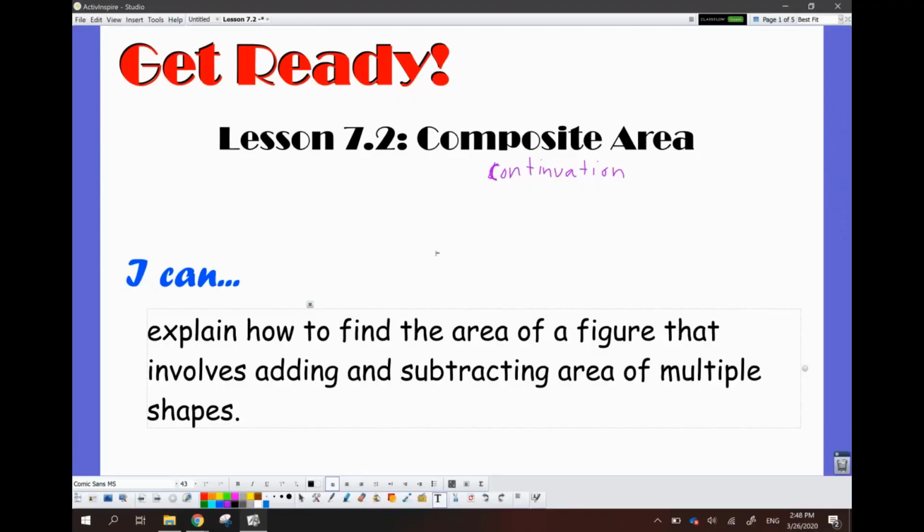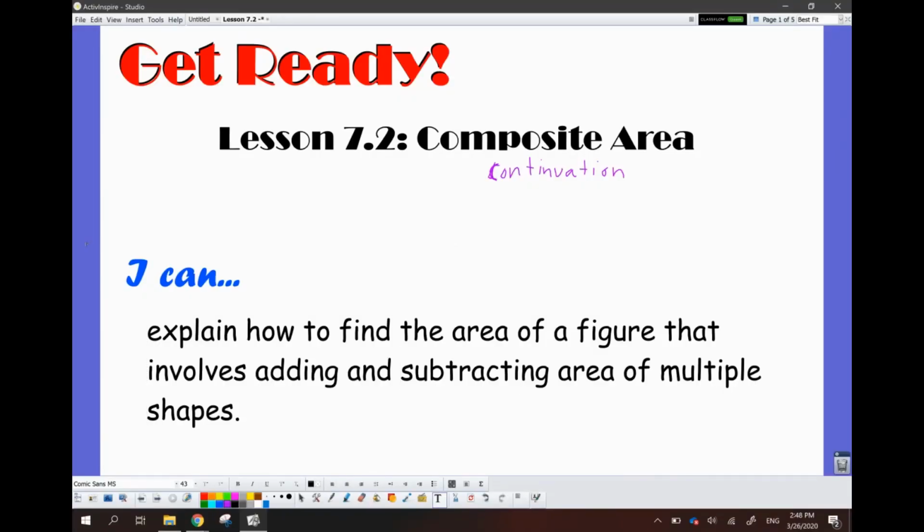What I'm going to do today is kind of the same thing Miss Caddy did, but I'm going to break it down a little bit more, step by step, so that you know exactly what to do, what you are supposed to be looking for, and what you can do to find the composite area, whether you need to add them or subtract them. I have two more examples that neither of us have done already, and hopefully those will help you out. So let's get started.